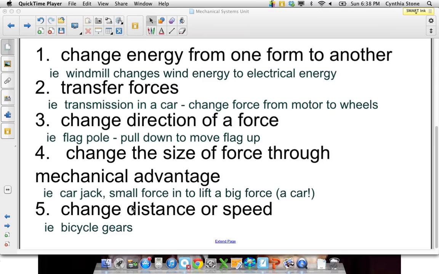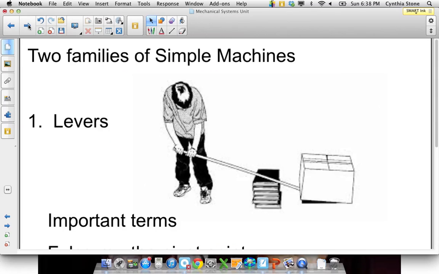And changing distance or speed. What I mean by that, the gears on your bike, you can change the speed you pedal, but you won't go as far. It's a trade-off, right? Okay, so you want to get that down. You might want to pause to finish writing that, but I'm going to move on with the video. Okay, so looking at simple machines, again, we're focusing on simple machines in the course.